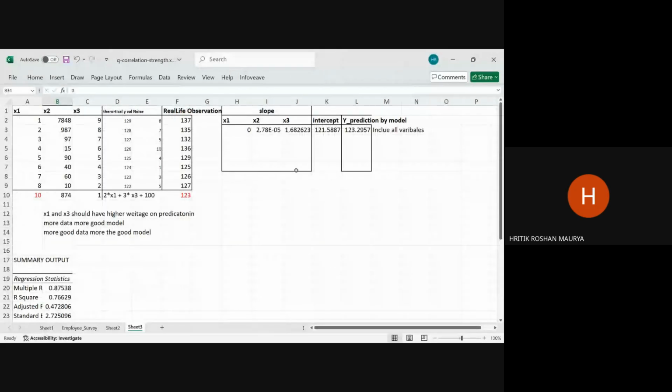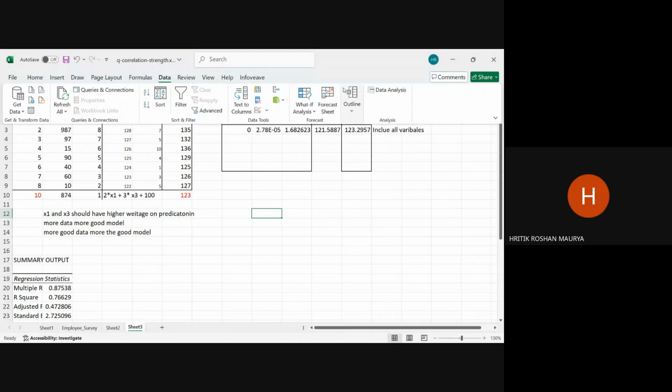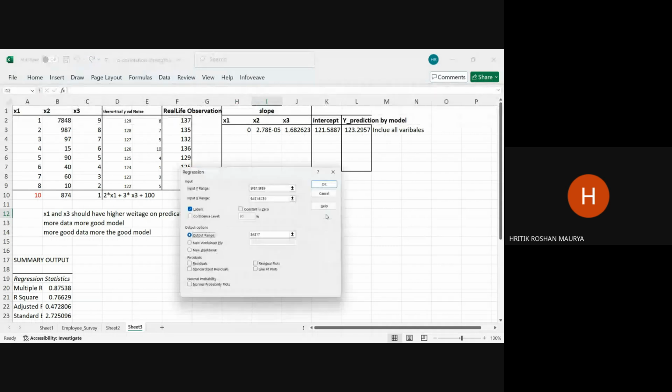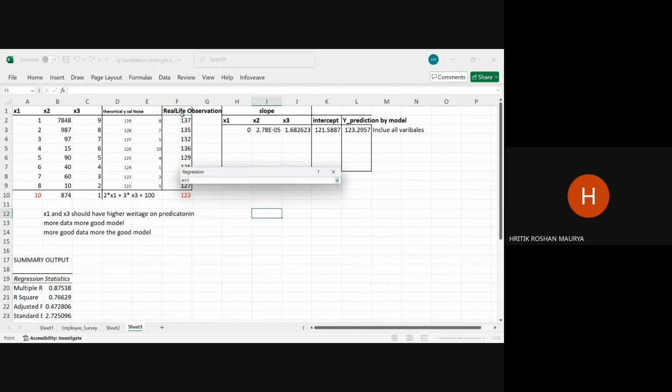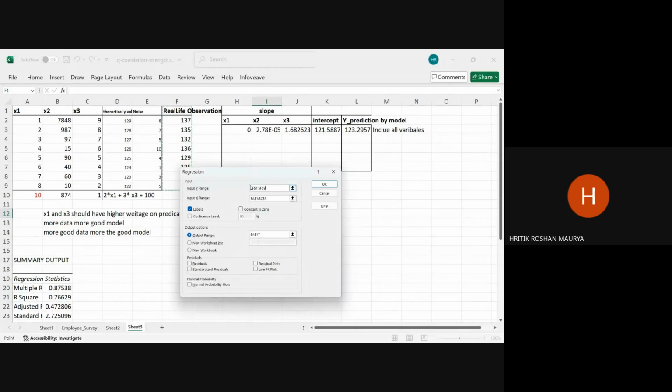Okay. Let us exclude the x2 and now do the regression. So I will go again to the data tab, go to data analysis, go to regression, set the y range as this value, and the x range as this value.